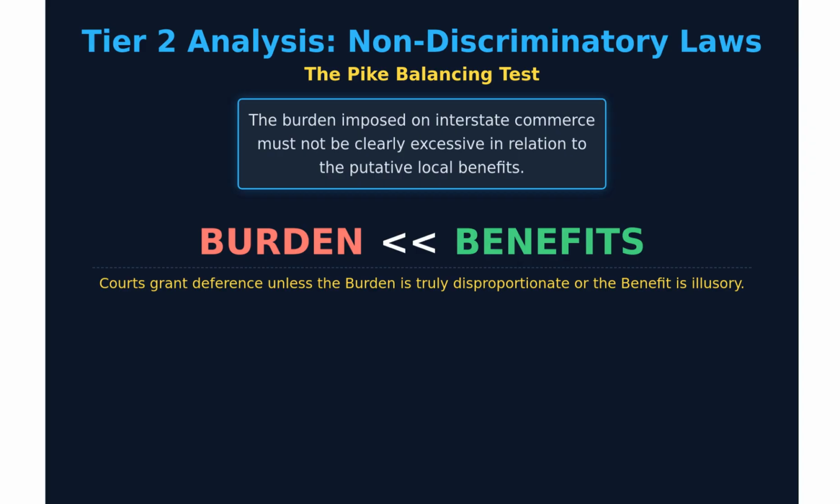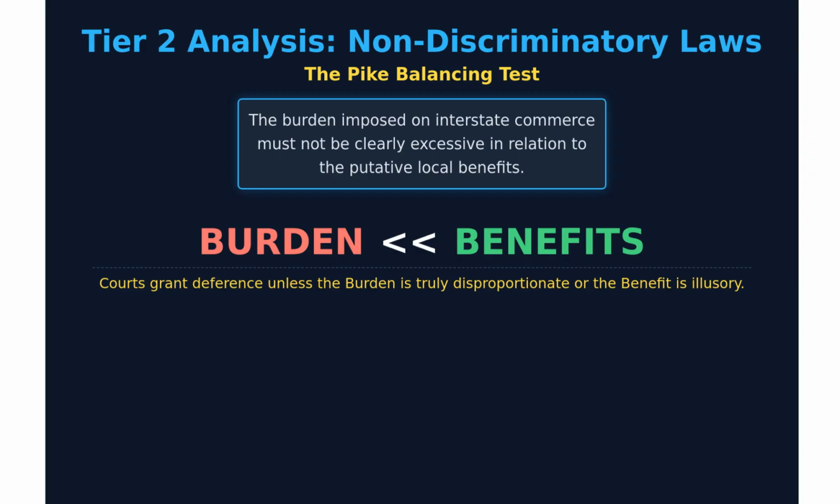This brings us to the famous Pike balancing test, derived from the Supreme Court case Pike v. Bruce Church. The rule here is straightforward but requires careful application. The burden imposed on interstate commerce must not be clearly excessive in relation to the putative local benefits achieved by the statute. Visually, we represent this as a comparison, the negative impact versus the positive outcome.